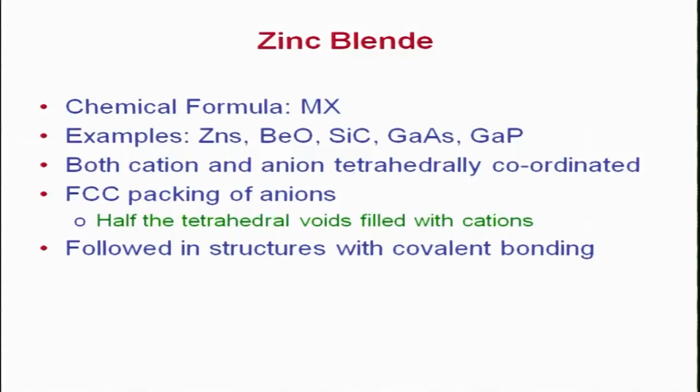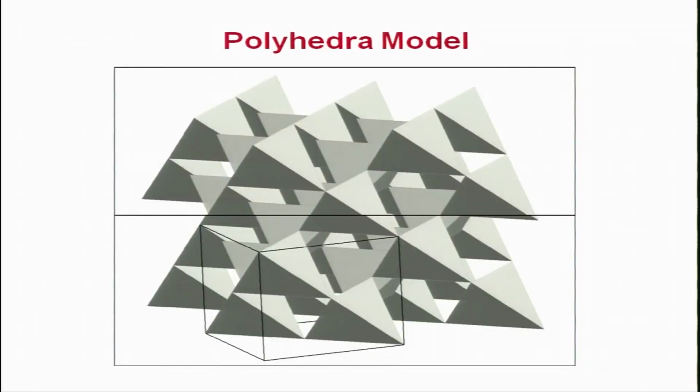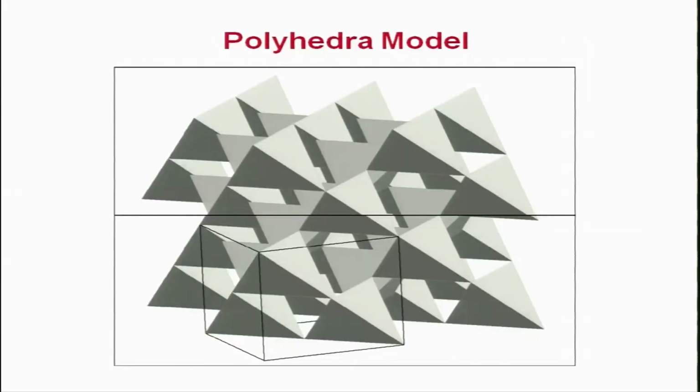There are some deviations from the radius ratio; not all of them will follow the radius ratio rule, and that is why covalent bonding dominates, because it requires four-fold coordination. So, this is the structure. You have sulfur atoms, and these are tetrahedrally coordinated zinc atoms, and this is the polyhedral model in which you can see that these are all tetrahedra. But you see, in the previous case the octahedra were aligned along the vertical axis, which is the 100, 010 or 001 axis. Here the tetrahedra are stacked along the 111 axis of the unit cell, along the body diagonal.